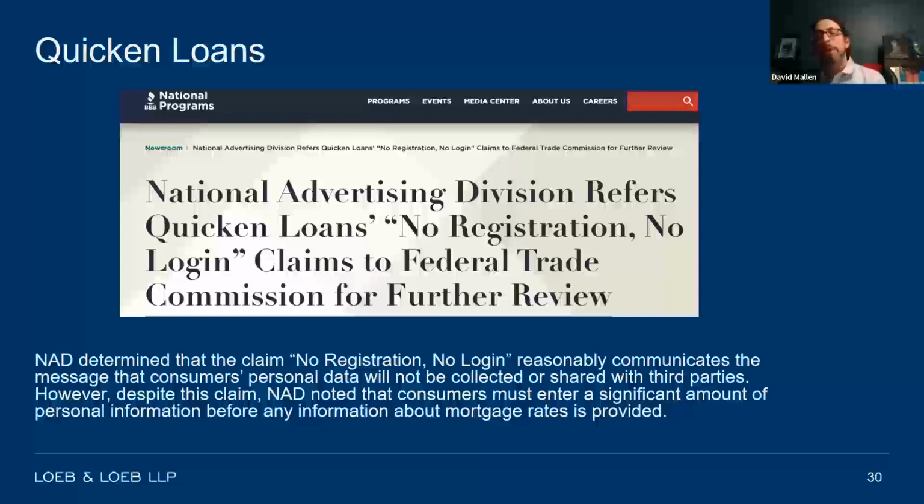But what's interesting about this case is the decision made by the company not to participate in the NAD process. It's a voluntary process that self-regulation is involved with. However, when a company decides either we're not going to participate or we're not going to follow a recommendation, the NAD then refers that case to the Federal Trade Commission. And in doing so, they also issue a press release. And that can have certain important consequences.